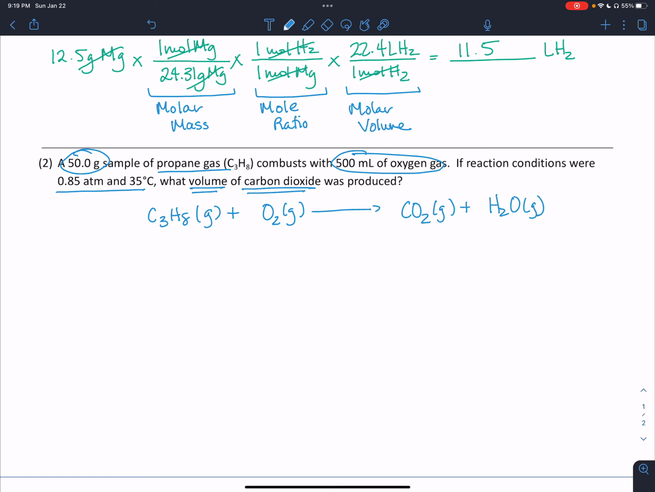We're going to check for balancing. We have 3 carbons on the reactant side, so I'll need 3 CO2s, and 8 hydrogens on the reactant side, so I'll need 4 waters.